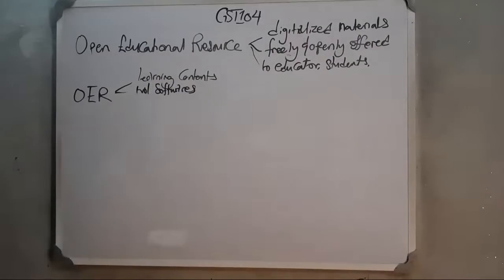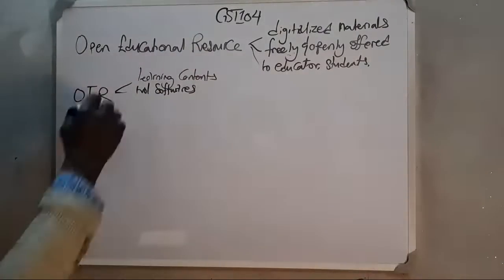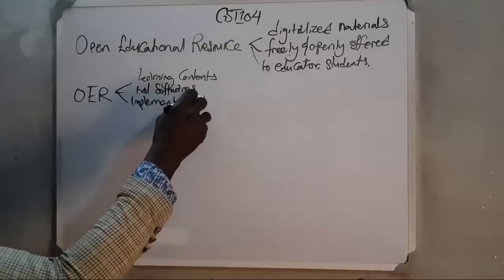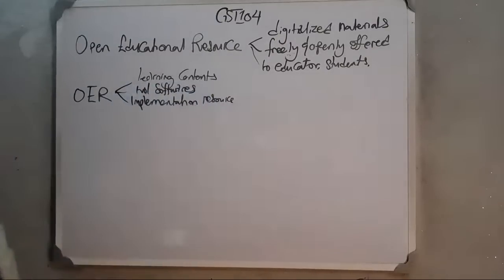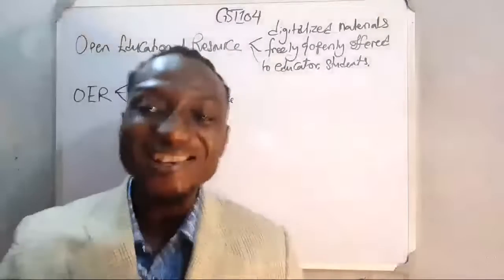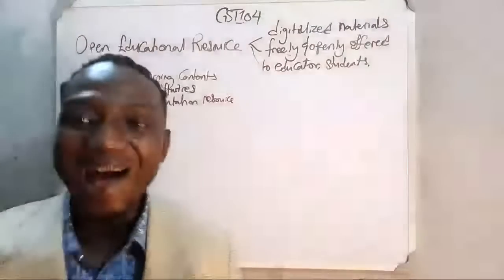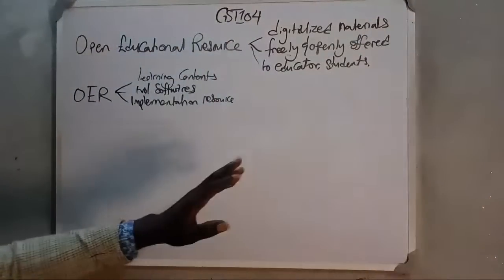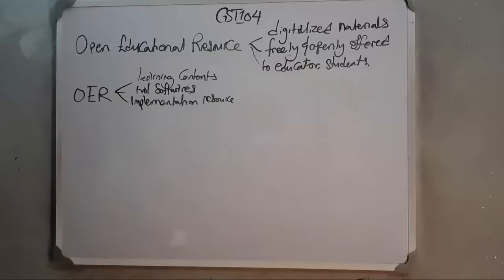Implementation resources, which are intellectual property licenses that promote open publishing. These are resources published by organizations and entities that have license to publish educational books. All these put together are forms of OER. They include different types of OER.